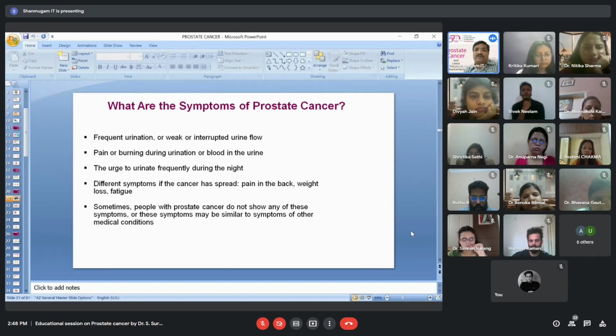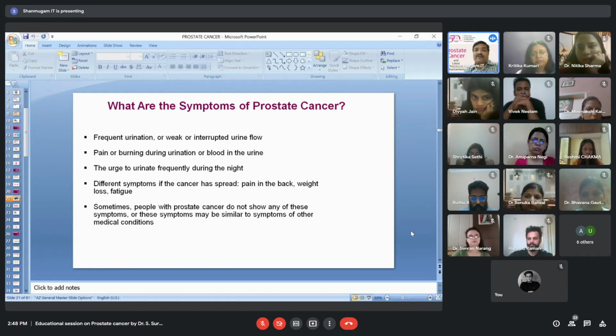But most of these patients will not have any of these symptoms, or these symptoms can be similar to symptoms of other medical conditions. This is the reason why nearly 90% of prostate cancer patients come to us in stage 4. The patient will not have any of these symptoms, and maybe a master health checkup could have picked it up. Only 10% of the patients will have difficulty in urination or bleeding during micturition.